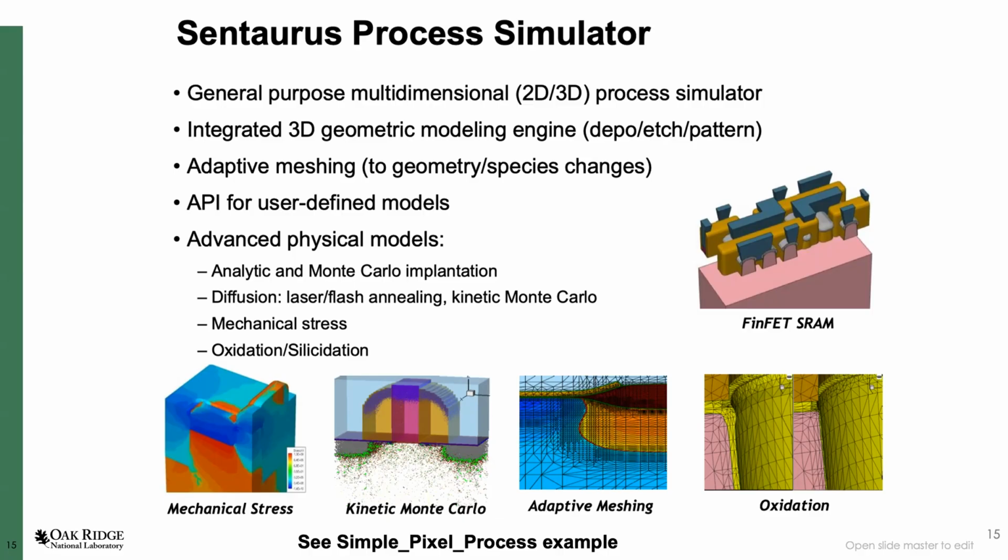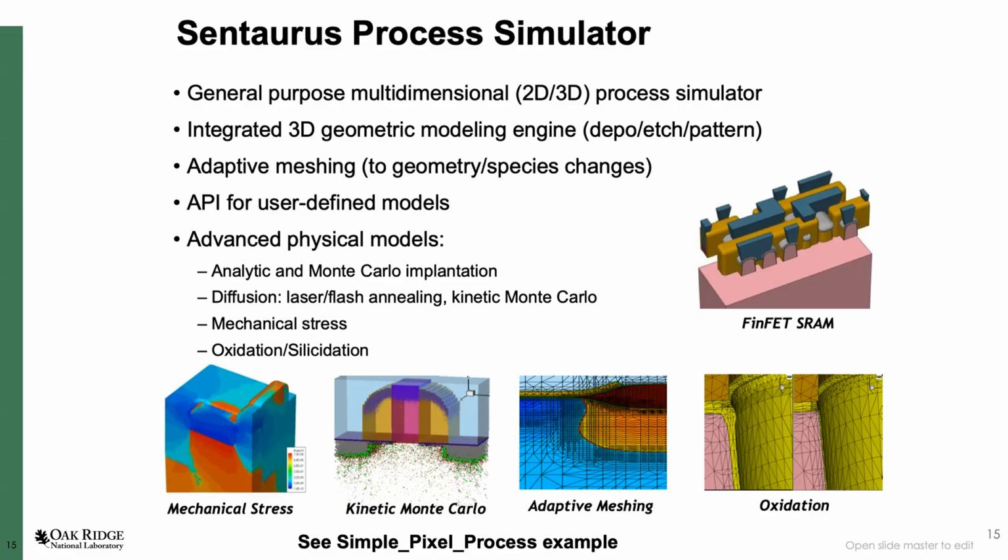And it has quite a lot of advanced physical models if you're doing processing of devices. It can be very interesting. You can look at analytical models for implantation, but also you can do Monte Carlo simulation. If you want something more detailed, you can look at diffusion, or what you call annealing. So you do laser or flash annealing on your junction to activate them. And then you can push this to very detailed kinetic Monte Carlo models to represent the population of defects and dopant in your substrate.